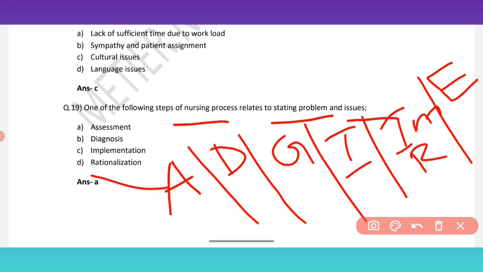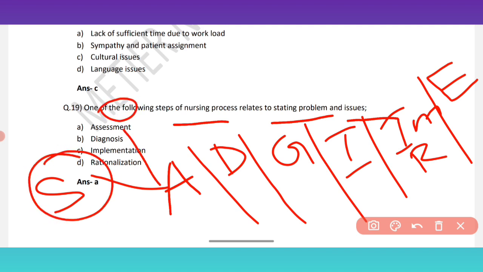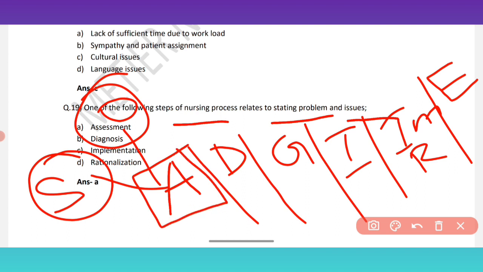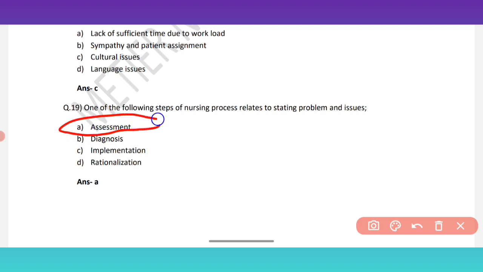In the assessment, what will be there? Subjective data and objective data. Right? Subjective data means what the patient is saying to you, the complaints they are expressing to you, the problem they are expressing to you. Objective data means what you are finding from the patient. So subjective and objective, where you are finding the problem and also the patient is saying the problems to you, and in the last you finalize these are all the problems or issues the patient is having. So which is the right answer in the nursing process where you will find the problems and issues? Assessment. Option A, assessment.